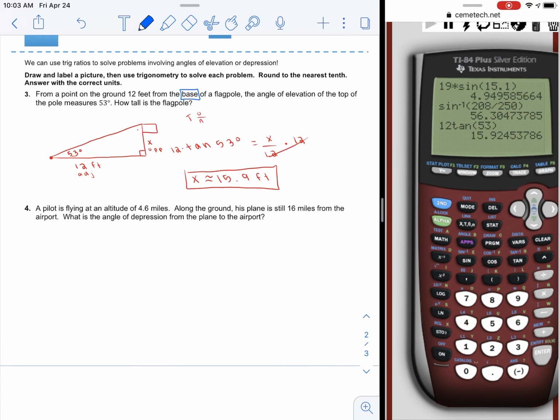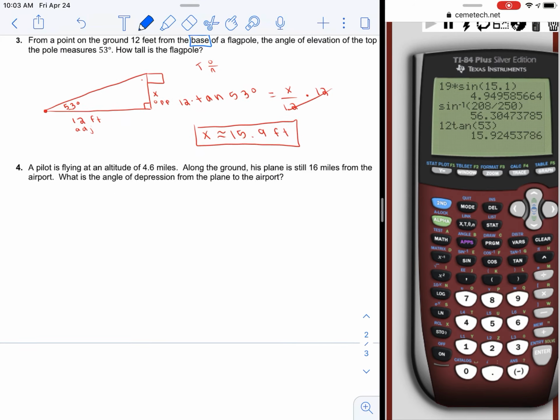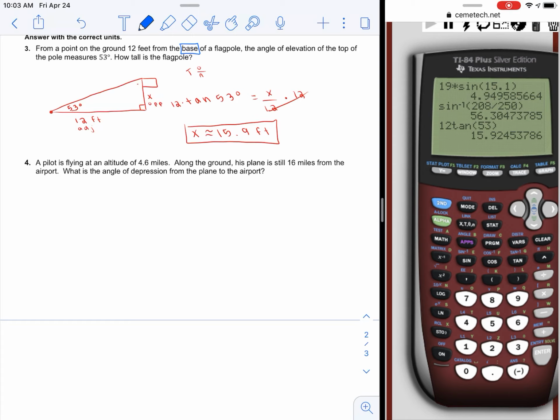A pilot is flying at an altitude of 4.6 miles. So keep in mind that's the height above the ground. It says along the ground, his plane is still 16 miles from the airport. What is the angle of depression from the plane to the airport?